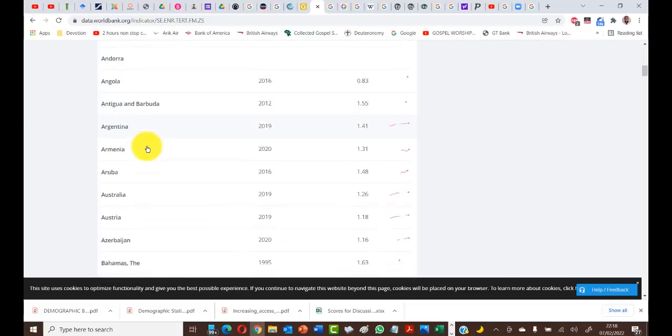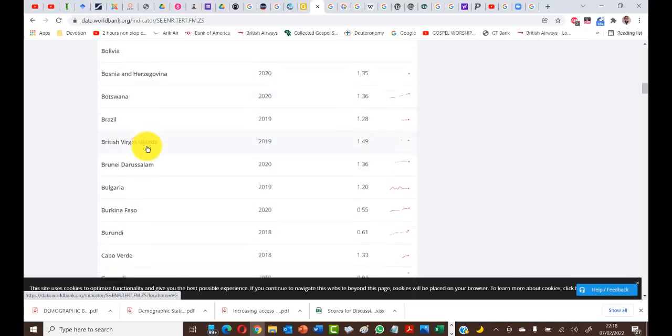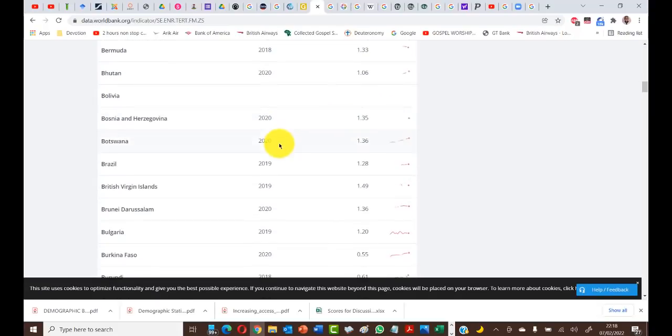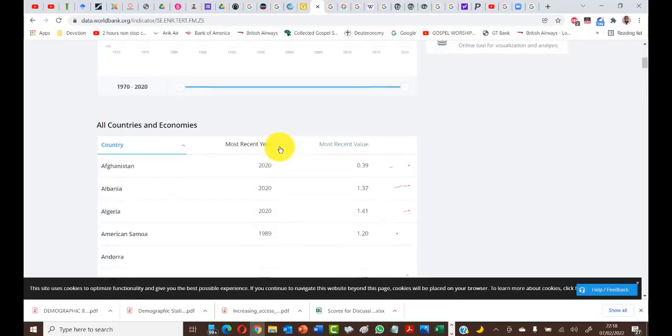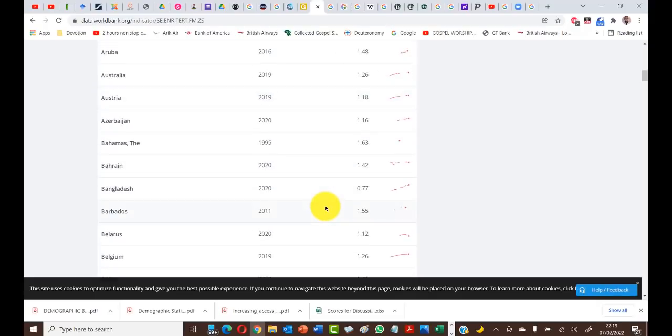So for all the countries, let's take Burundi, that's here. 0.61, that's the GPI for Burundi. Let's look at some others that you can see up here. Afghanistan 0.39, that's understandable. Albania 1.37, Algeria 1.41, American Samoa, and the rest of them.